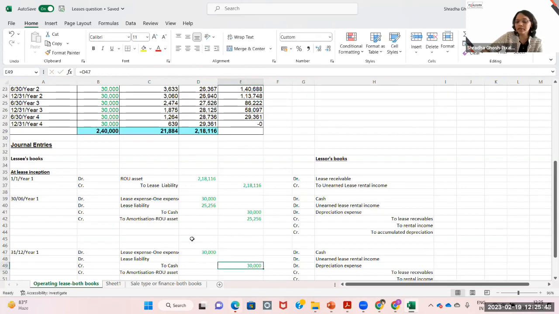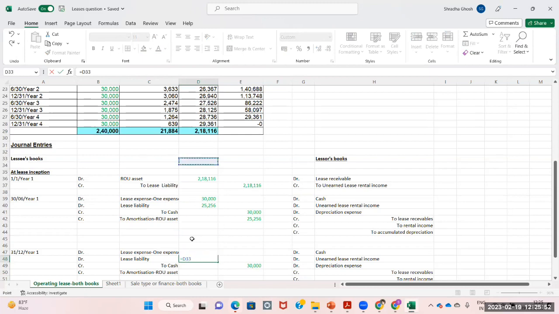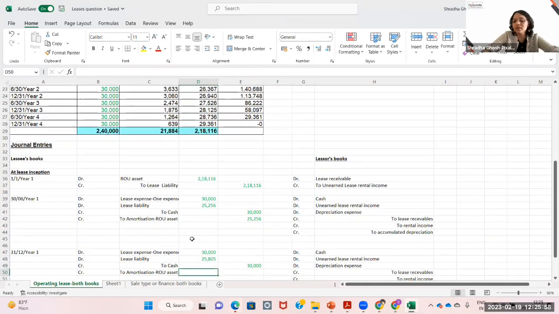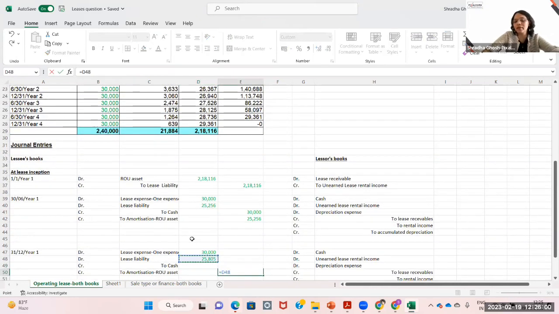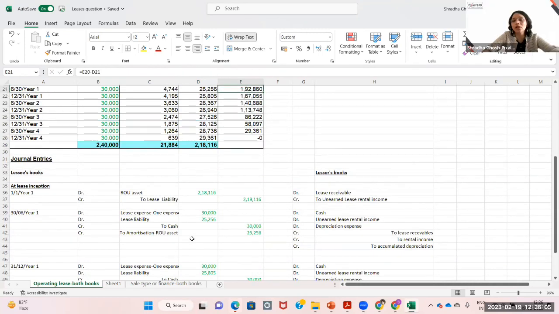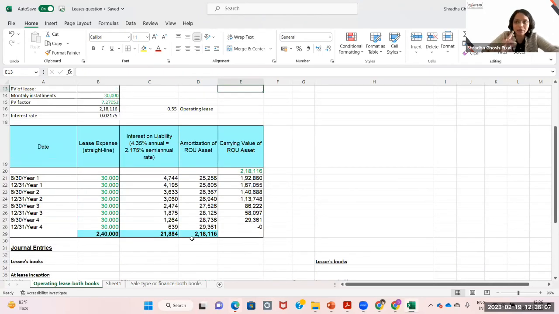Then how much is the lease liability that I will reduce? Can you go up? Tell me the figure. 25,805. And this is the amount by which I'm also going to reduce my asset. Is that clear? So if I tell you at the end of 1 year, what is your total P&L hit? What is your answer?